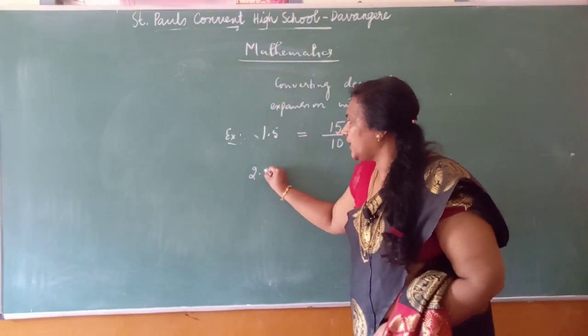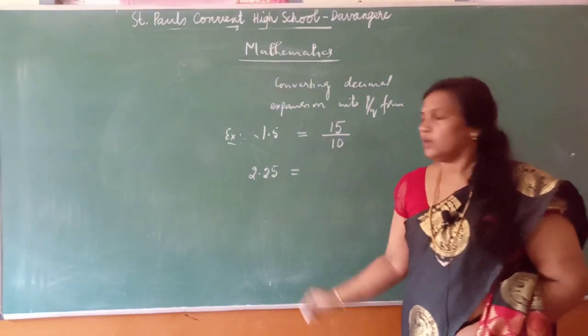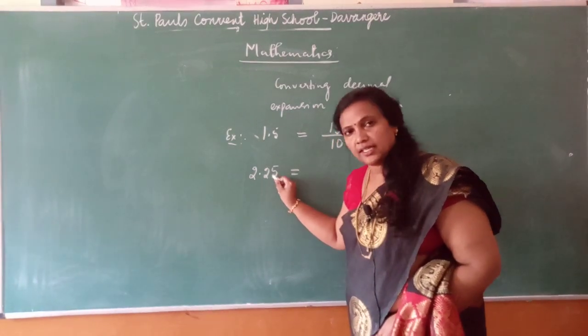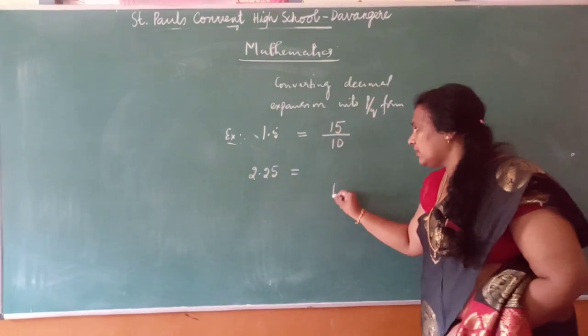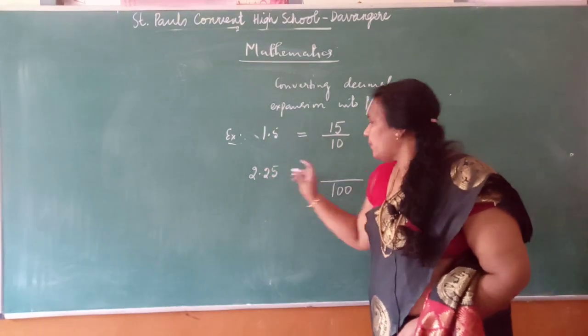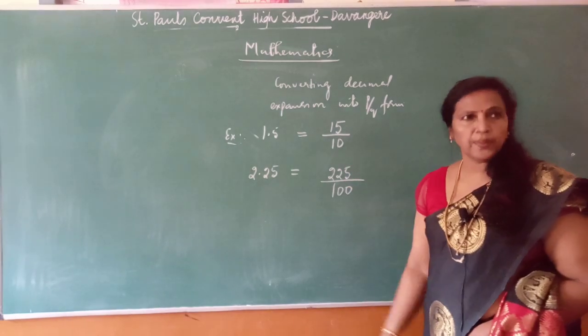For example, if you take the second example, 2.25, what do you have to do? After the point, you have to see the number of digits. How many digits are there? 2 digits. So what do you have to write here? It is 100. Then without the point, you have to write the number. This is how you write in the form of p by q.